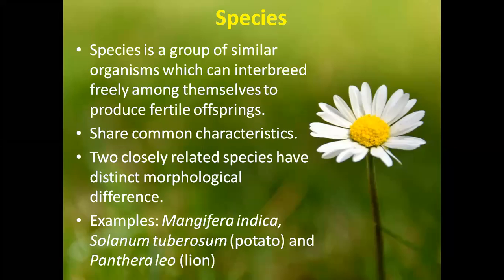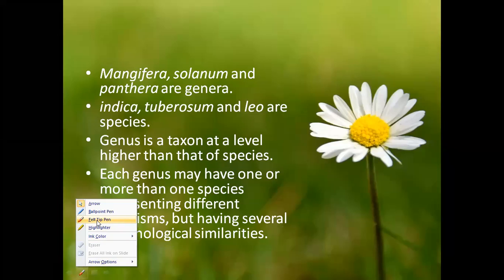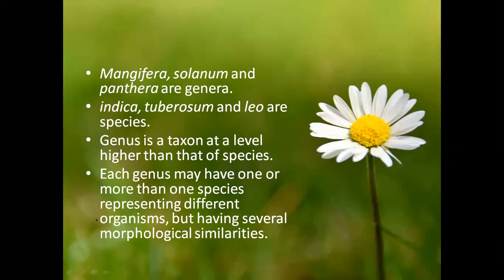So this was about species, and one example which we had discussed was Mangifera indica, Solanum tuberosum, and Panthera leo. Mangifera, Solanum, and Panthera are the genus; indica, tuberosum, and leo are the species. We also discussed that the same species, indica, can have three genera: Rosa indica, Azadirachta indica, and Mangifera indica. So this is what we have discussed until now.